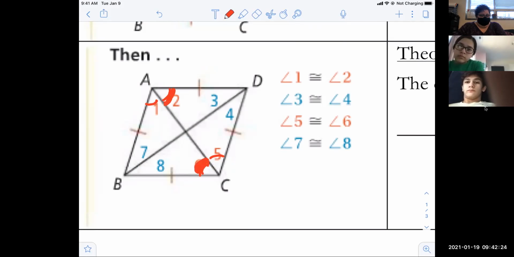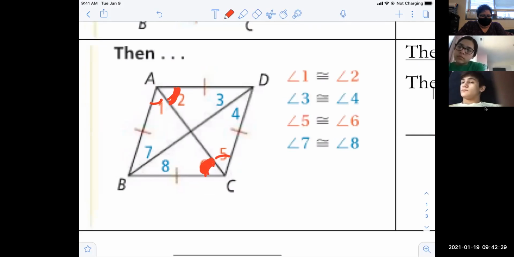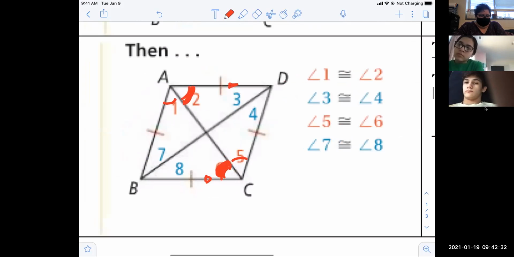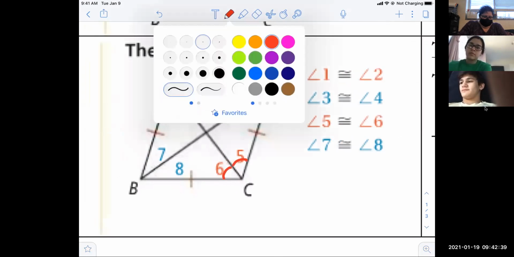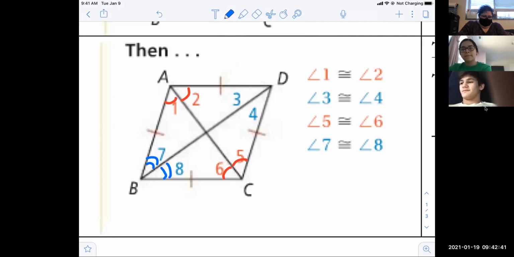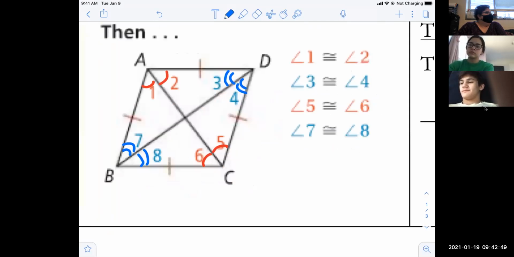Alternate interior. This is a parallelogram, and those are alternate interior angles. So we know that those two are going to be the same, and these two are the same. And then we also know that these two are the same, and these two are the same. Could all four of them be the same? If it's a square. In general, they will not be.